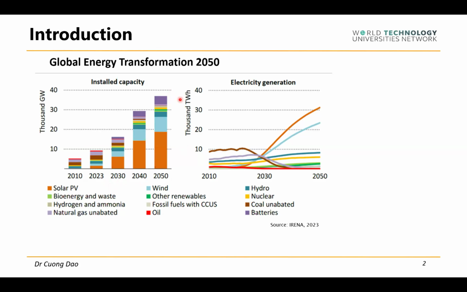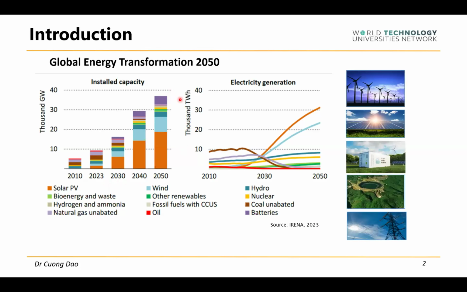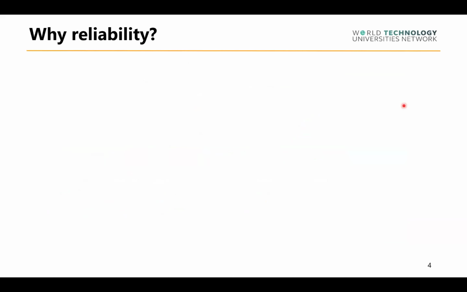So we have different energy systems, or assets in another term, and they are beautiful here. So what do we do with them, and what are the issues with them? That's the message I'm trying to present today. So my first question here is: reliability. What is it, and why reliability?